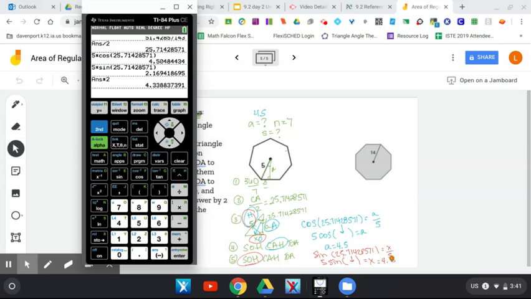So your side length here is 4.3. So now you're ready for area. So step 6, you're going to take 1/2 times 4.5 times 7 times 4.3. And if you guys want, if it's quicker, you can type in 1/2 as 0.5. So my area comes out to 67.7.